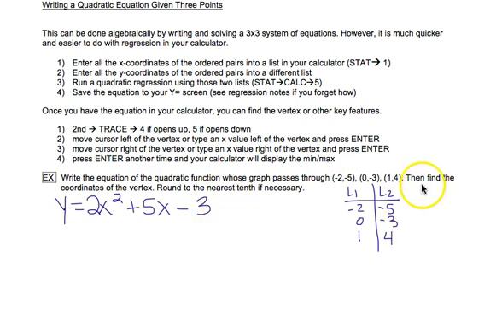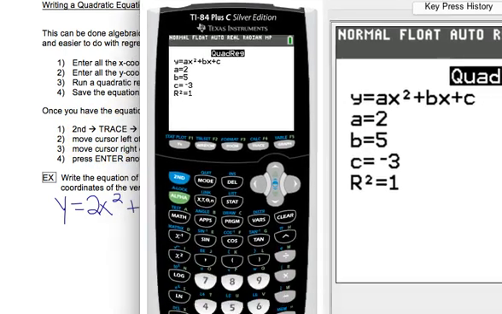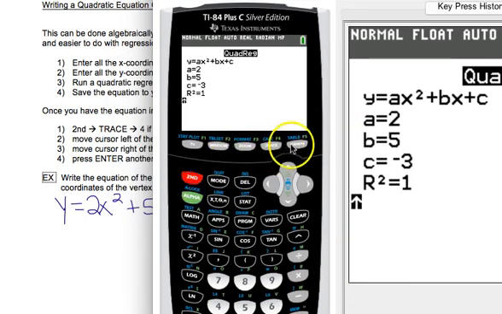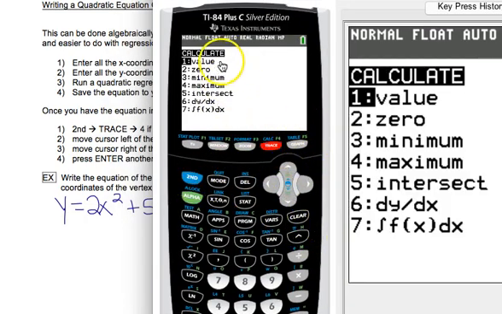Second part of the question asks me to find the coordinates of the vertex. So when you are working in your calculator and you want to find the coordinates of the vertex, you're going to go to your second trace menu. So I've taught you how to use a lot of this menu lately. So second trace. So in previous videos, I taught you how to use number 1, number 2, and number 5. Now we're learning number 3 and number 4. Depending on whether your parabola opens up or opens down, that's going to determine whether you do the minimum or maximum.